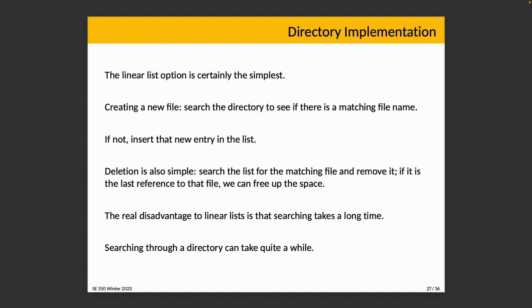When we create a new file, we need to search the directory to see if there is a matching file name. If the answer is yes, then that's an error because the file already exists, so we can't create a new one with the exact same name. If not, insert a new entry in that list. Deletion is also simple. Search the list for a matching file and remove it. If it's the last reference to a file, it's not used anywhere, it's not open anywhere, then we can free up the space. But of course, given a sufficiently large file system and given enough files, searching it linearly takes a long time, right? And it has linear characteristics, so that makes sense.